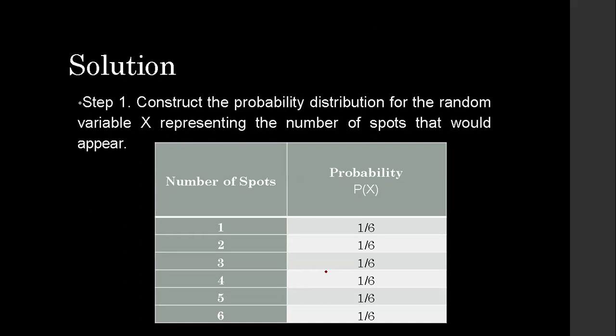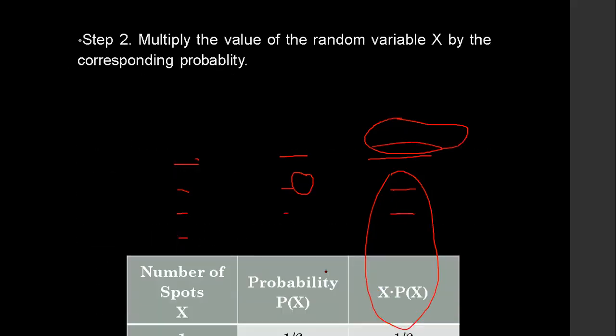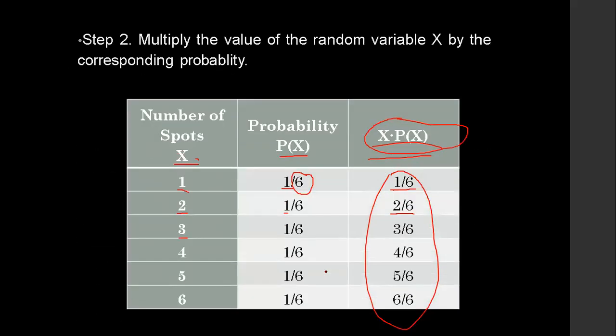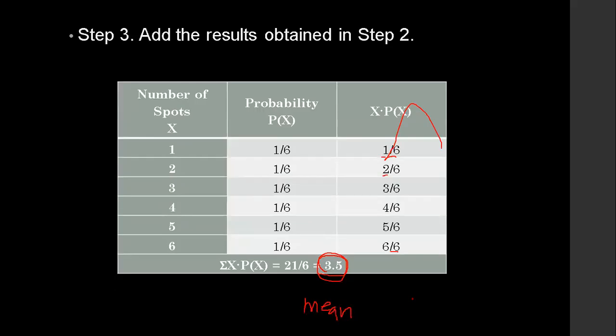Ilan yung number of spots, yung outcomes niya, then ilalagay natin sa probability. Then, step 2 natin, kailangan natin mag-multiply. Multiply natin yung first column to second column. Then, makukuha na natin siya. Then, the last part, i-add natin lahat. Okay, since they are both, common denominator sila. So, i-add natin agad lahat ng numerator, which is 21 over 6. Then, i-divide natin siya, 3.5.